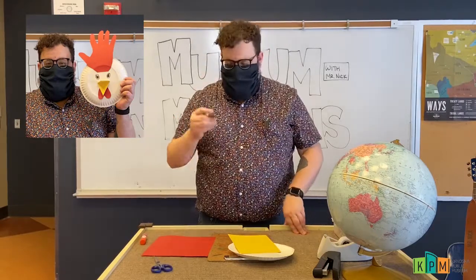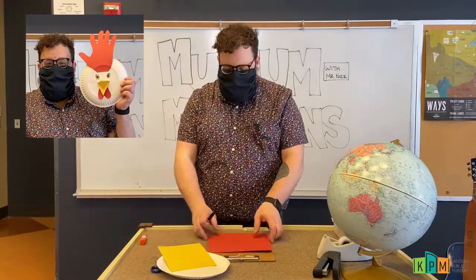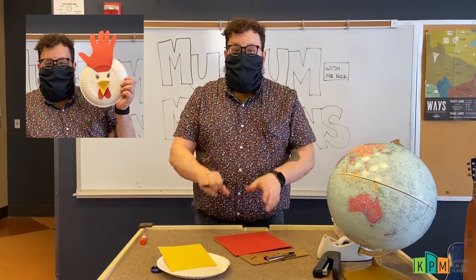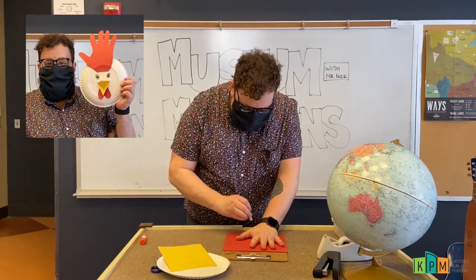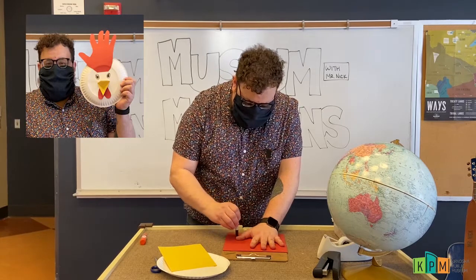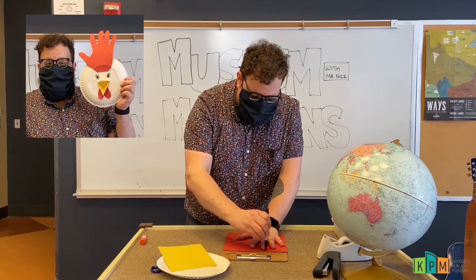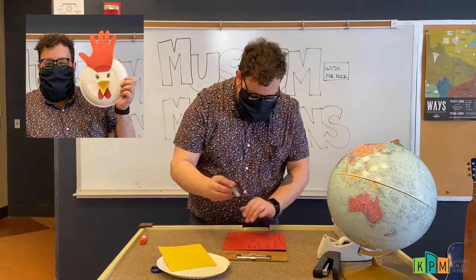And the first thing I'm going to do is take the red paper and trace around my hand. You might be wondering, why are we tracing around our hands? I thought we were making chickens. Well, we are going to make some chickens. But first, to do that, I need a tracing of my hand.